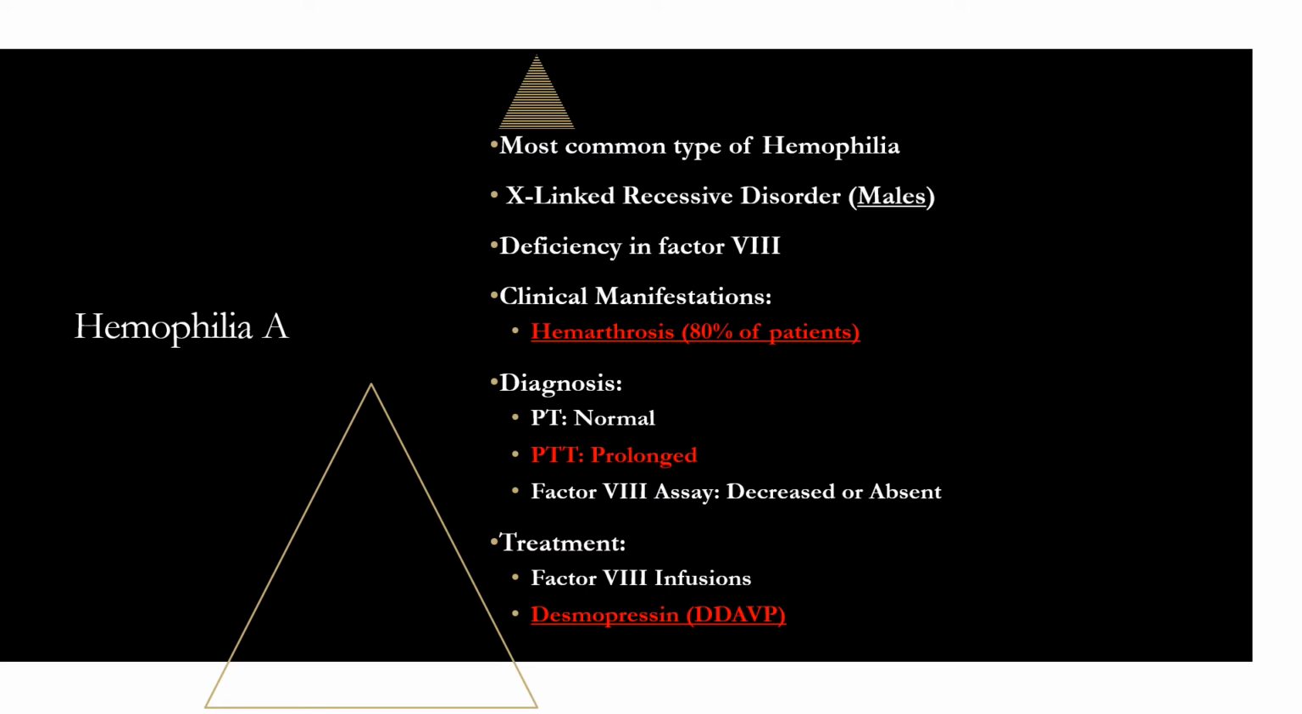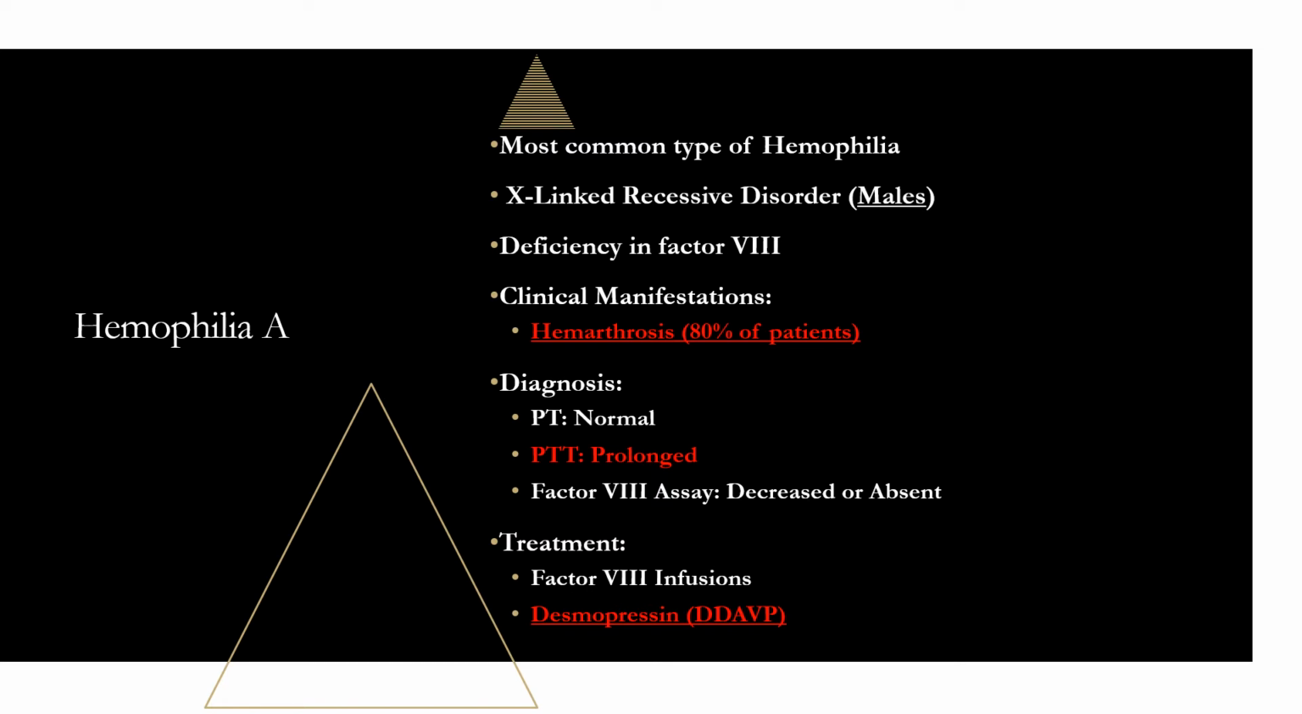So what does DDAVP do? DDAVP, or desmopressin, stimulates release of von Willebrand factor. And why do we want von Willebrand factor? Well, von Willebrand factor partners with factor 8. It binds to and stabilizes factor 8, decreasing its degradation. So when we have more von Willebrand factor, we have an increased stability of factor 8. So factor 8 stays around longer, which is obviously what we want in this disease. So patients with mild hemophilia A have the additional option of DDAVP.